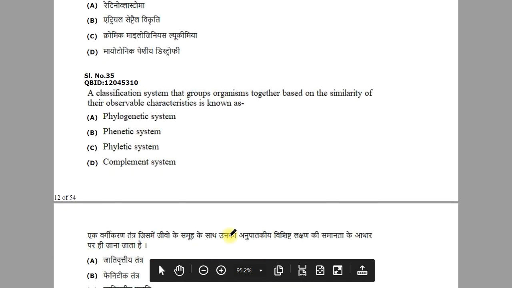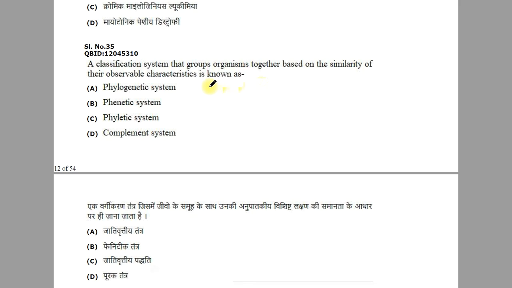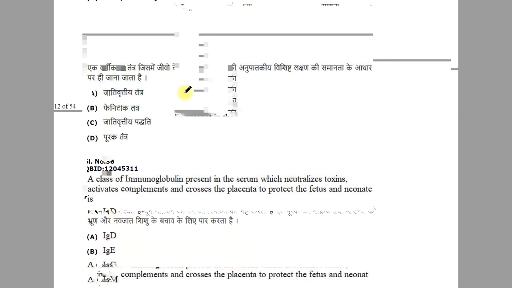Question number 35. A classification system that groups organisms together based on the similarity of their observable characteristics is known as. This is a very simple question. I know all of you will answer it correctly. A is phylogenetic system, B phenetic system, C phyletic system, and D is the complement system. So here the correct one is the phenetic system. The phenetic is based upon phenotypic, observable characteristics, while phylogenetic is based upon evolutionary characteristics.